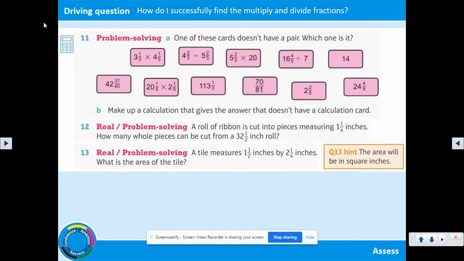Okay, so here's some more for you to go through, please. So please pause the video. You find in the pairs of the first one, it says one of these cards doesn't have a pair. Which one is it? You can use a calculator. Okay. Please don't do part B.